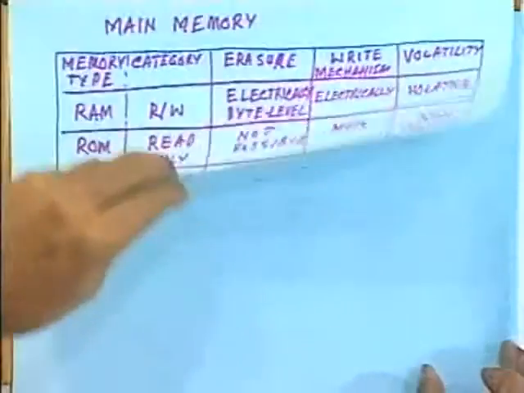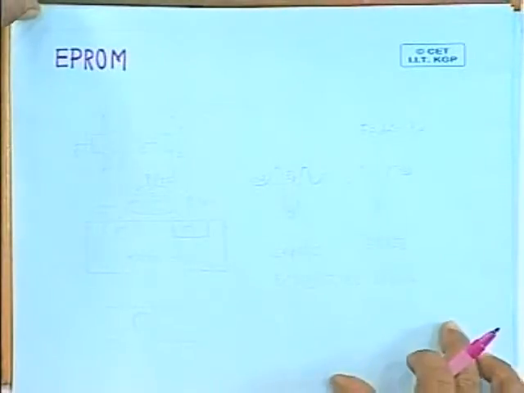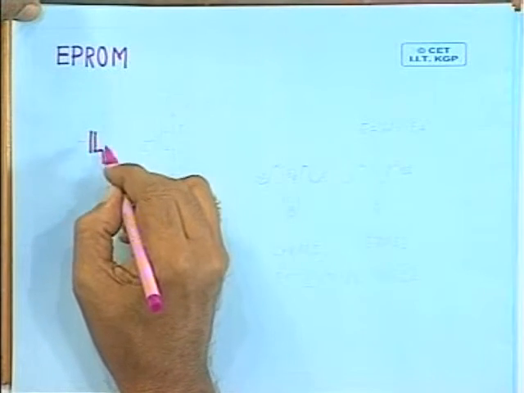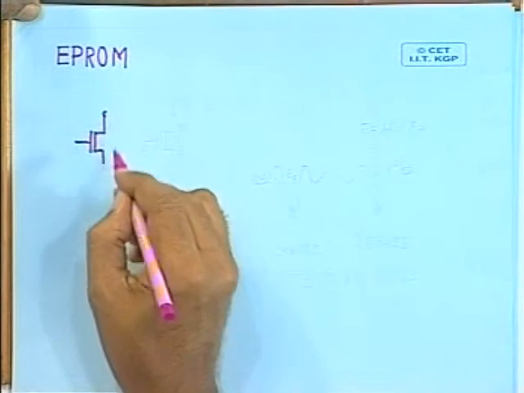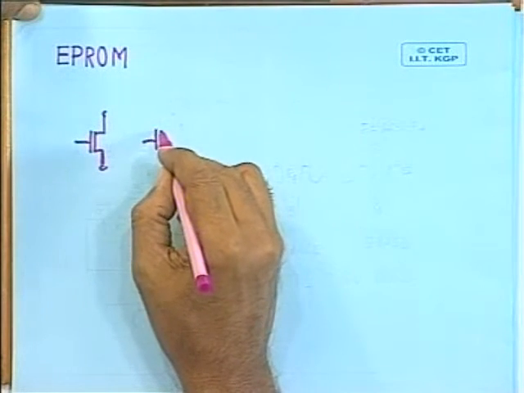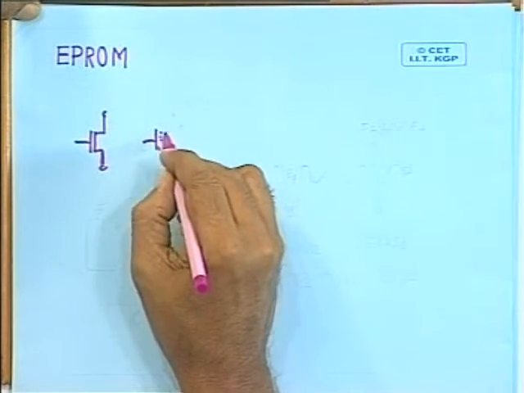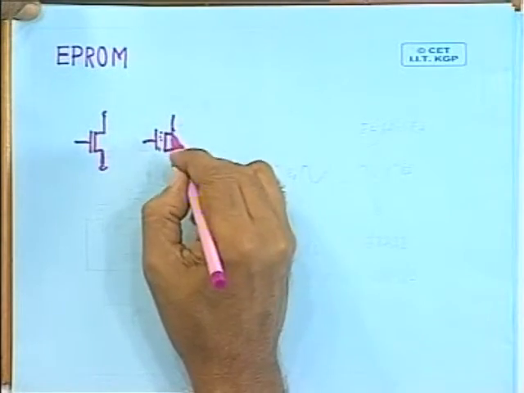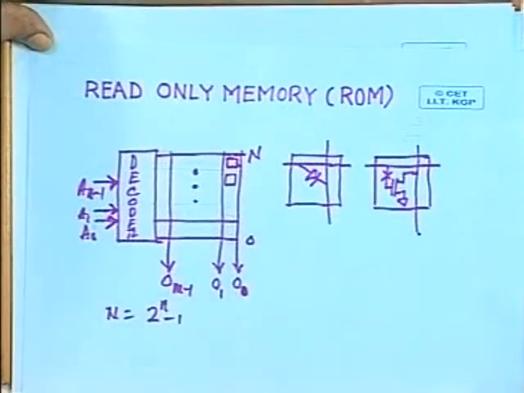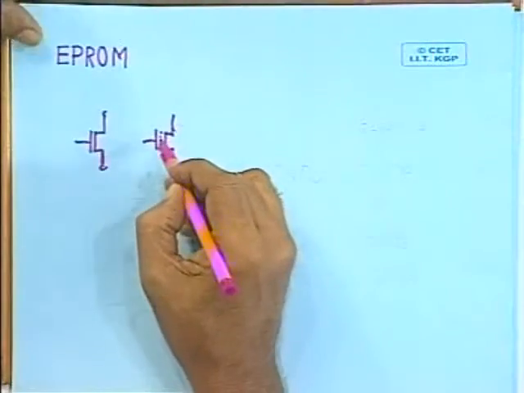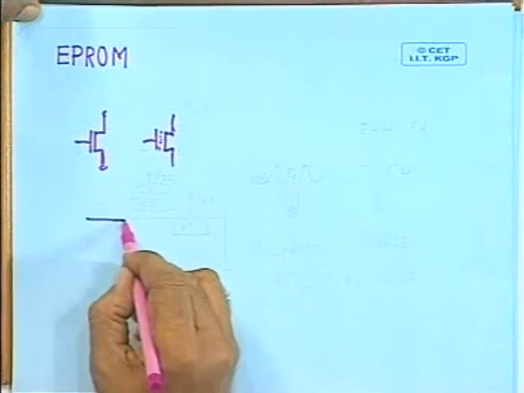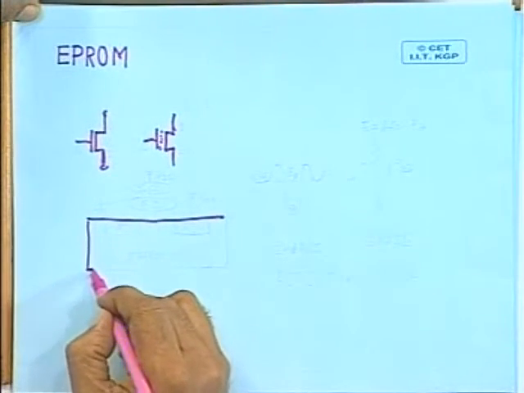Now, how is EPROM realized? In place of a single transistor like this, a special type of transistor with a floating gate is fabricated. Here we have seen how a transistor can be used. Now in place of this transistor, a transistor with a floating gate is fabricated. So the floating gate structure is somewhat like this.